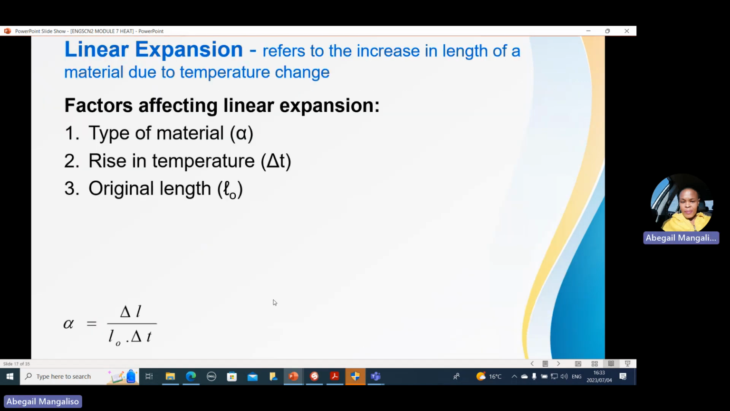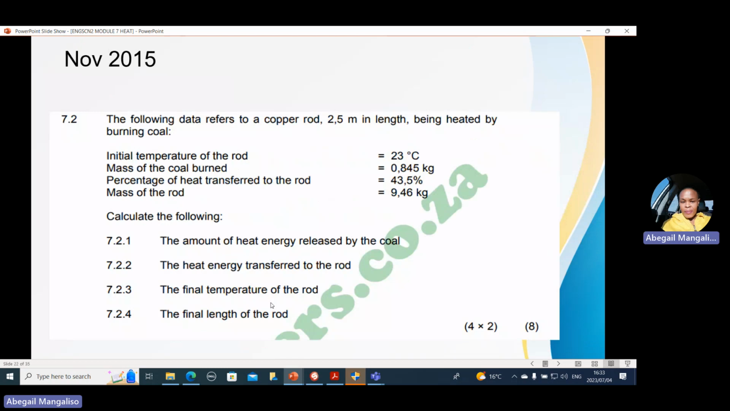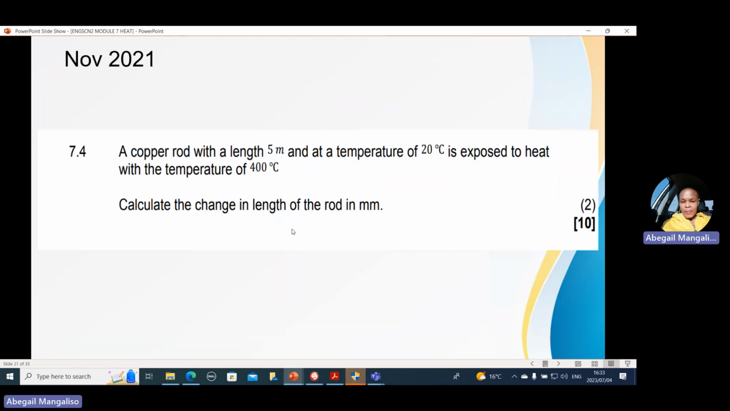Now let's look at the example or the activity. This is taken from a question paper of November 2012. A copper rod with a length of 5 meters and a temperature of 20 is exposed to heat with a temperature of 400 degrees Celsius. Calculate the change in length of the rod in millimeters. So the unknown here is delta L, but this delta L must be in millimeters.